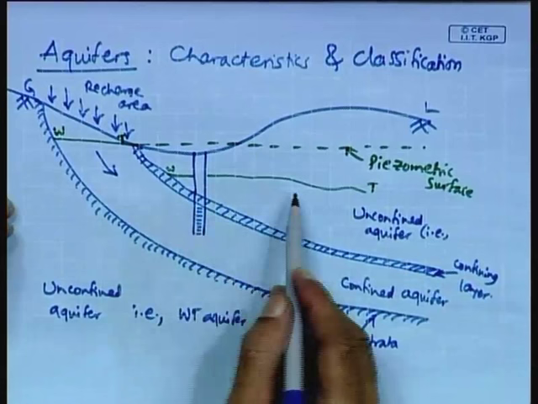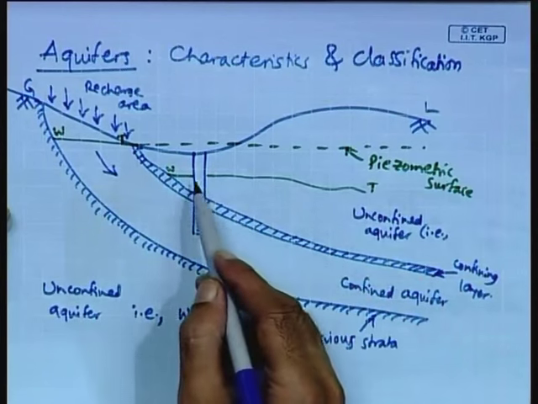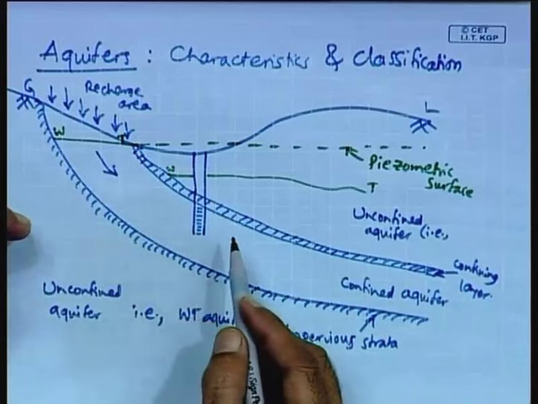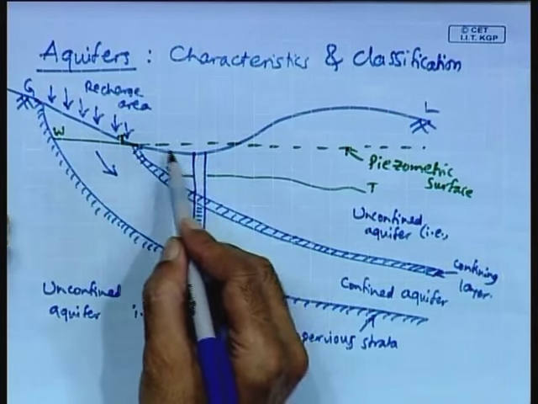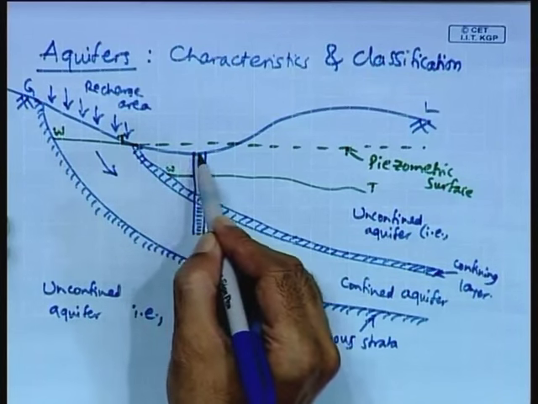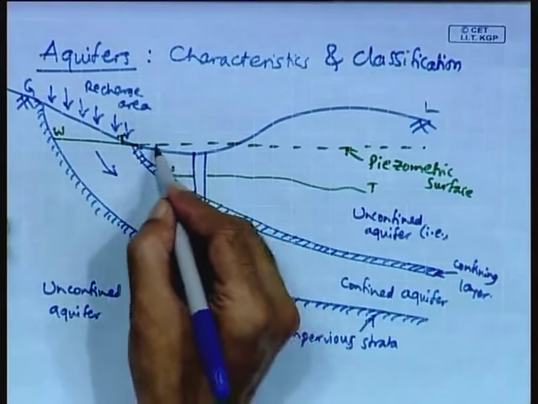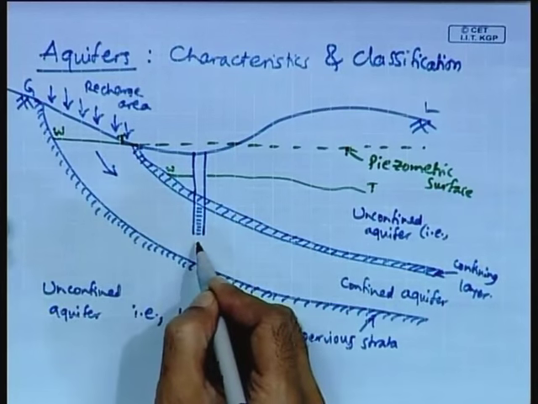So, this unconfined aquifer represents the topmost aquifer, which has only one confining layer at the bottom, whereas its top surface represents the water table, which is undulating, depending upon the slope, the areas of recharge, discharge and pumping and other factors. Now let us come to this well which has been drilled in the land area below the piezometric surface, and it penetrates all the way up to the confined aquifer. The piezometric surface represents the total energy at that level.